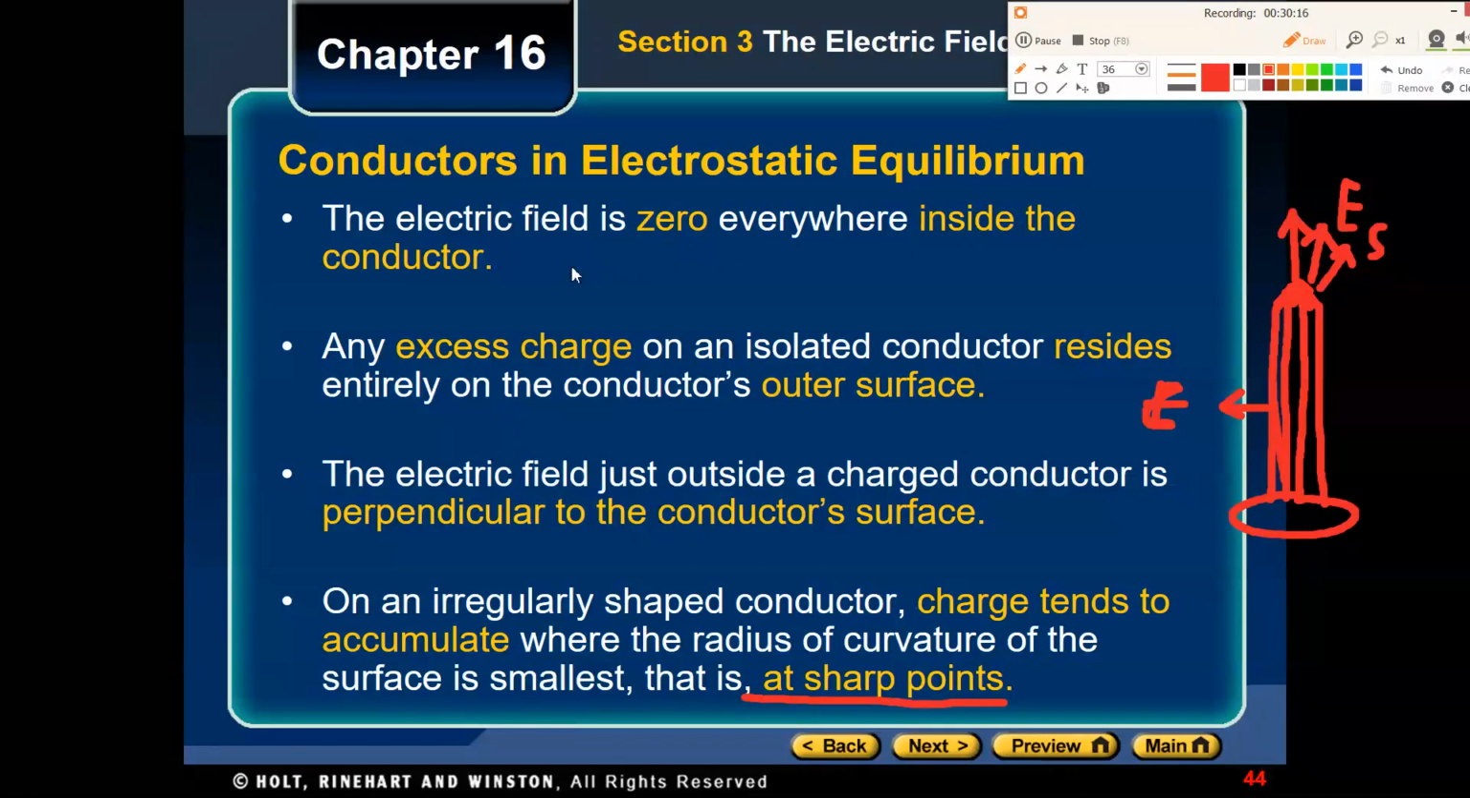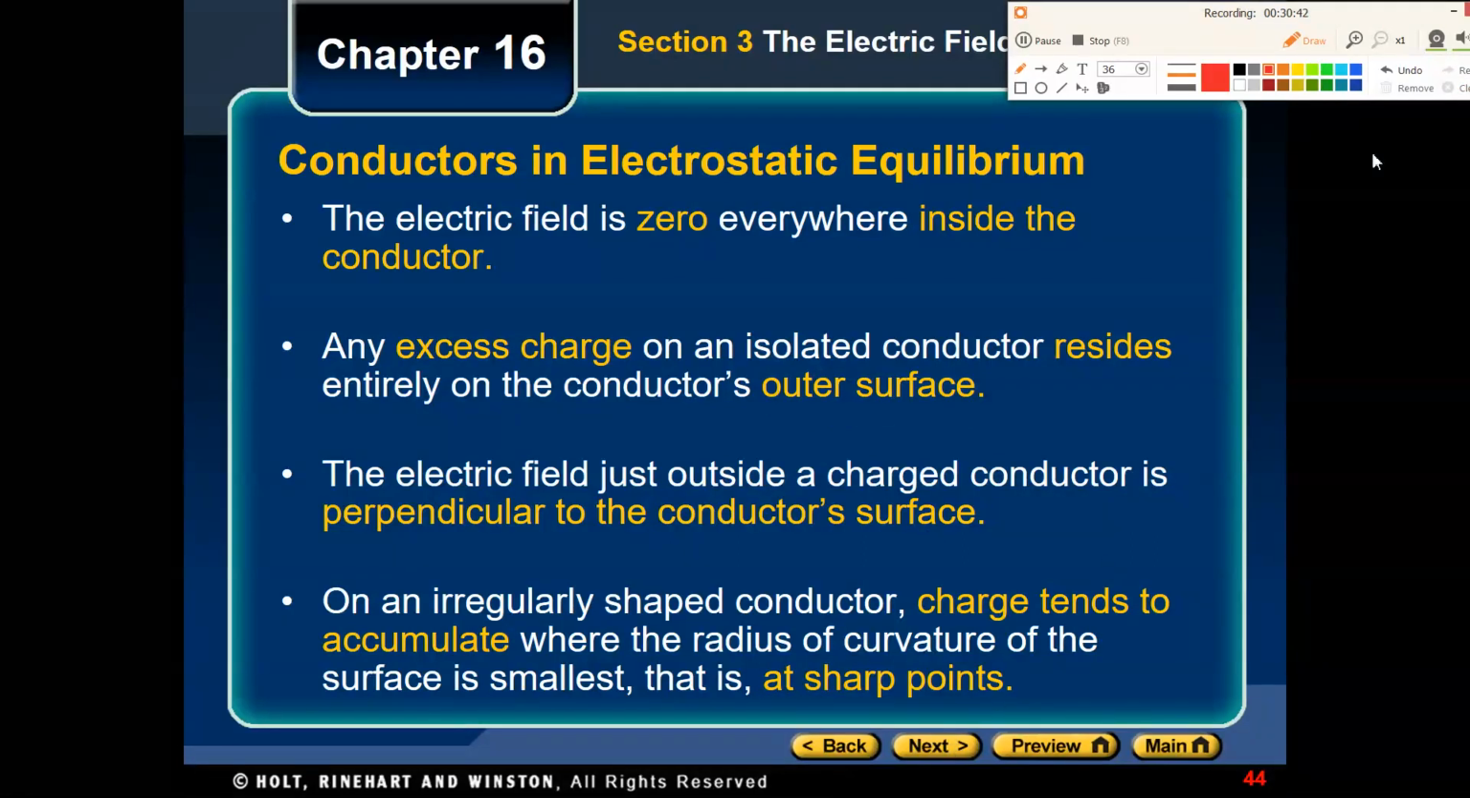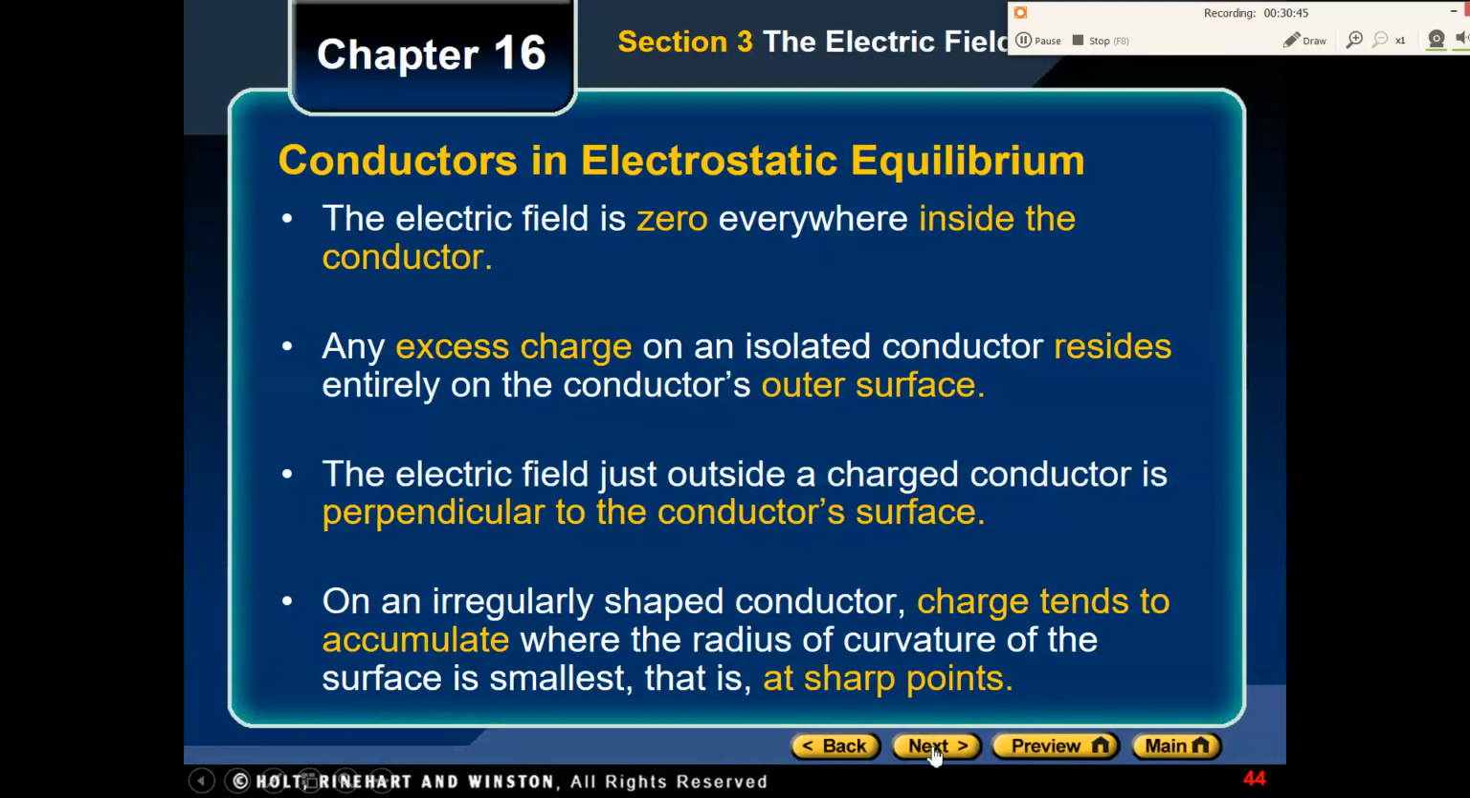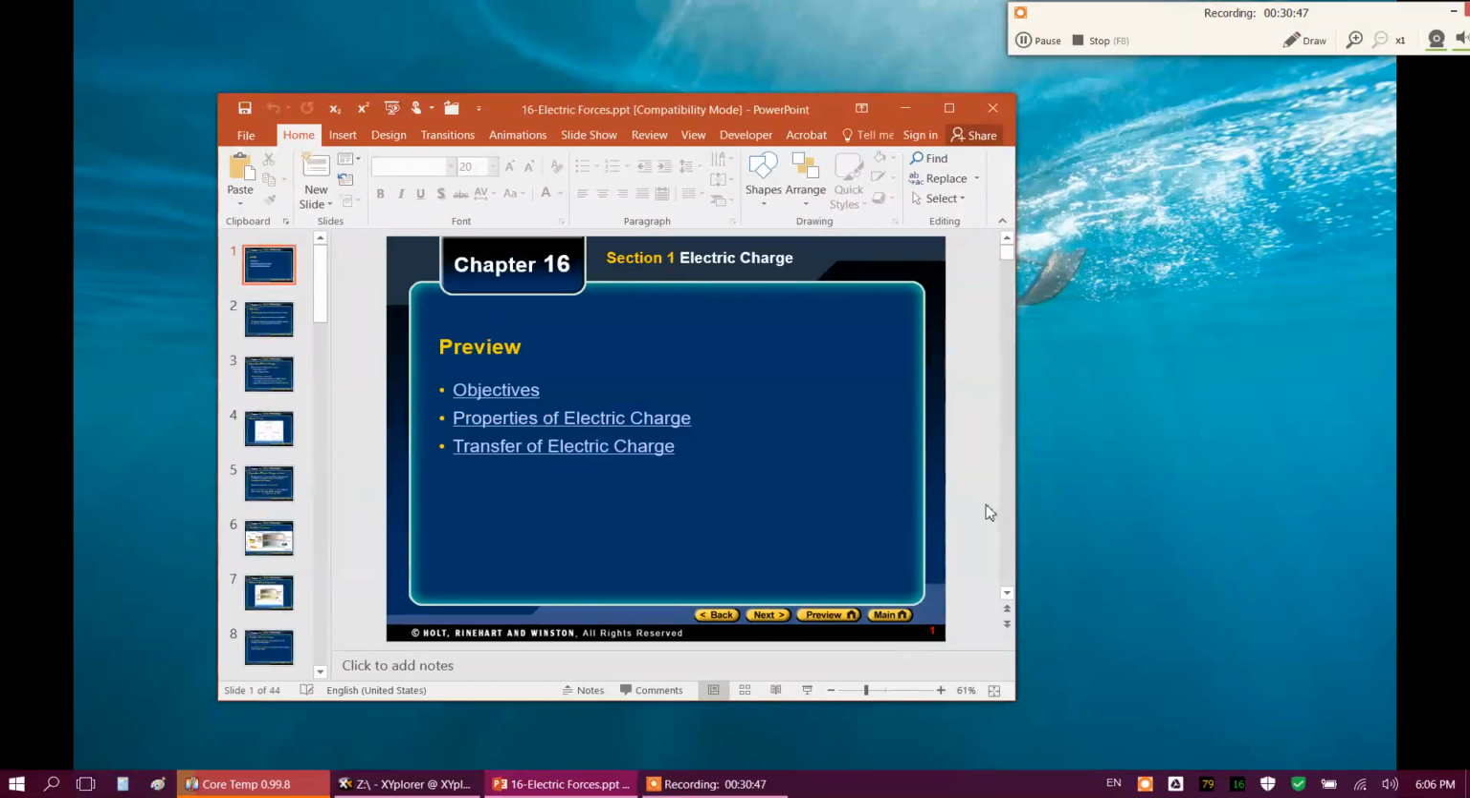Because of the repulsive interaction between the same kind of charge, all the charge is going to be on the outer surface. That's why inside the conductor the electric field is 0. The field is perpendicular to the surface, and at a sharp point more charged particles accumulate. Right, that's all for this chapter.